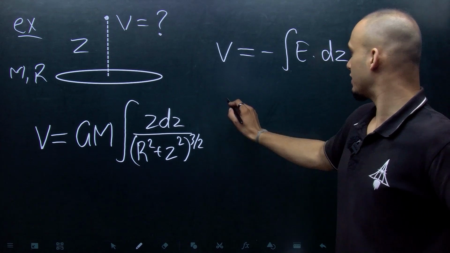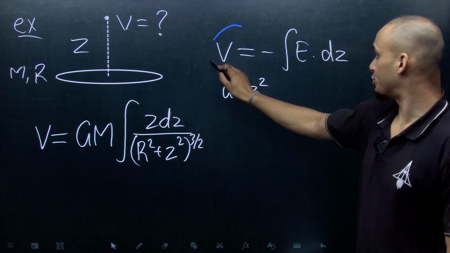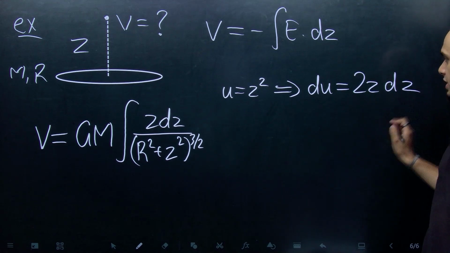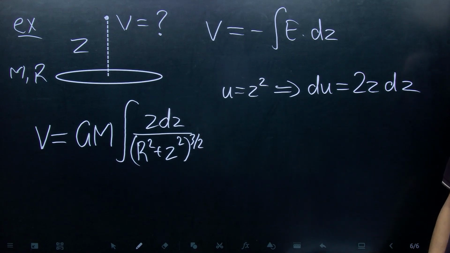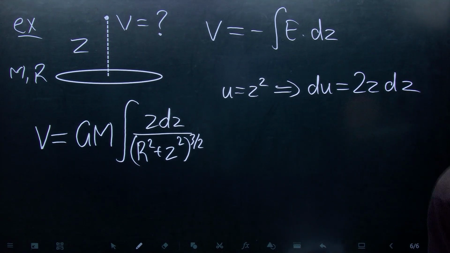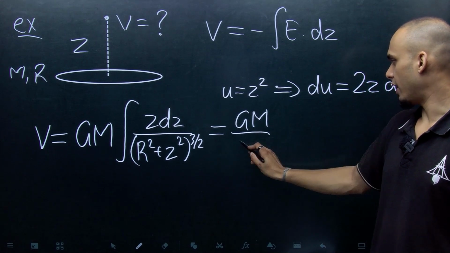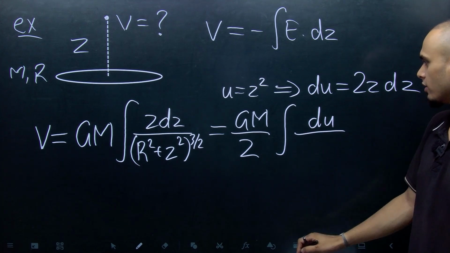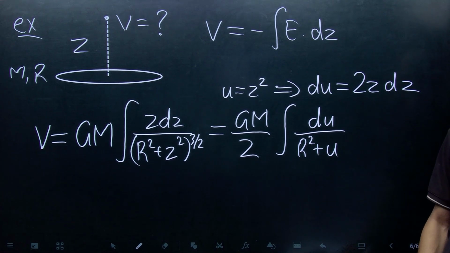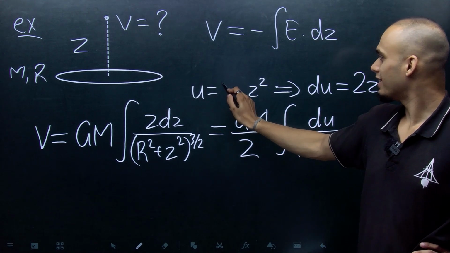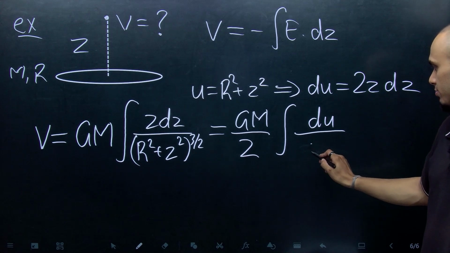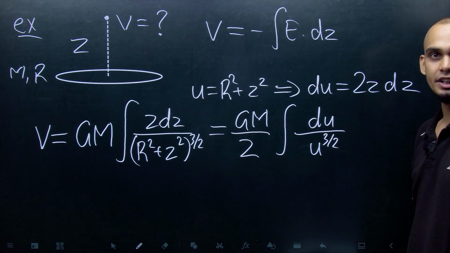You will substitute u equal to z square. Then du will be equal to twice of z into dz. We have z into dz over here, so z dz becomes simply du by 2. We can take that half out of the integral, right? So the integral becomes GM by 2 into the integral of du upon r square plus u. But we can go one step further and define u to be r square plus z square itself. Since r is a constant, du will not be affected at all. So we'll just be left with u raised to 3 by 2 and the integral of du, right?